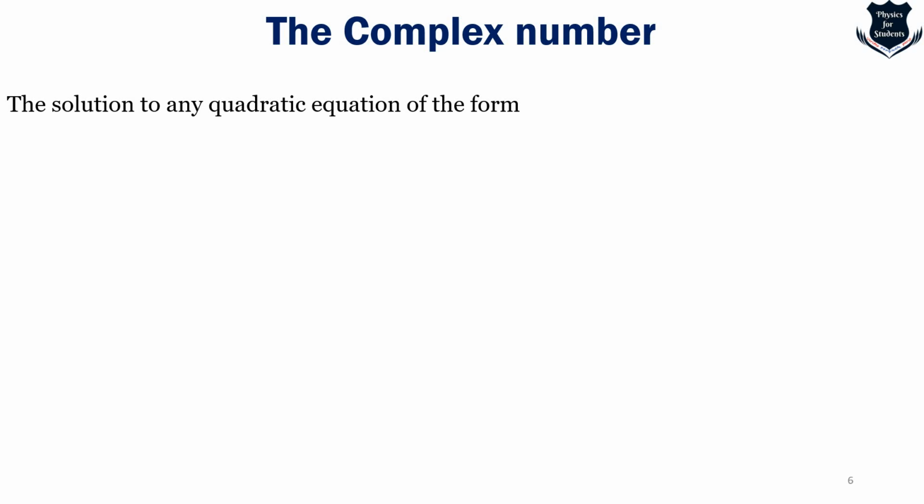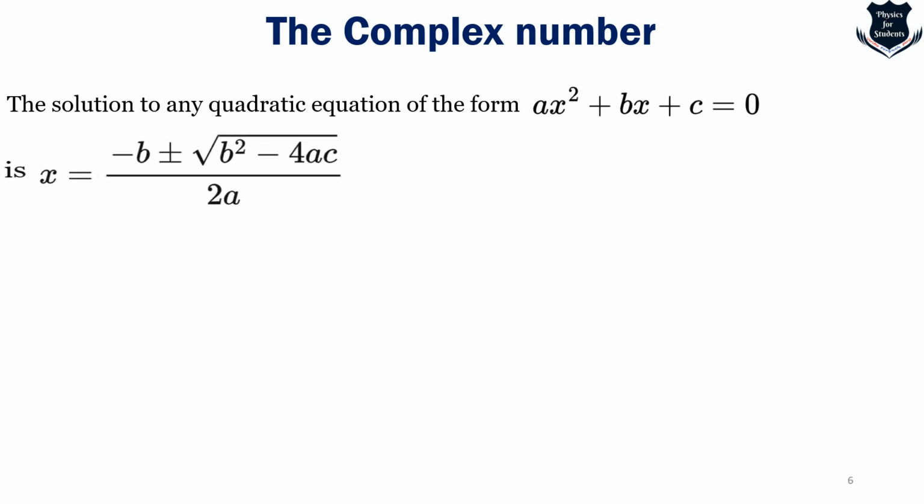If we see any solution to a quadratic of the form ax squared plus bx plus c equals 0, from our school level mathematics we know that it is given by x equals minus b plus or minus the square root of b squared minus 4ac, upon 2a. So it would yield two solutions.